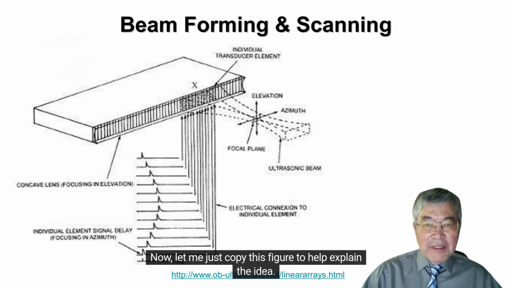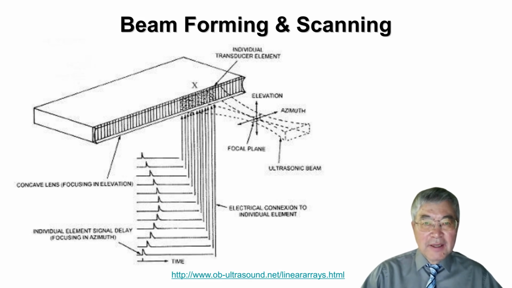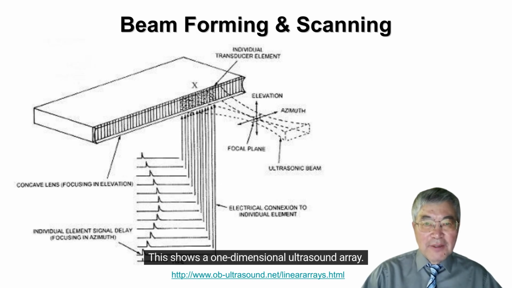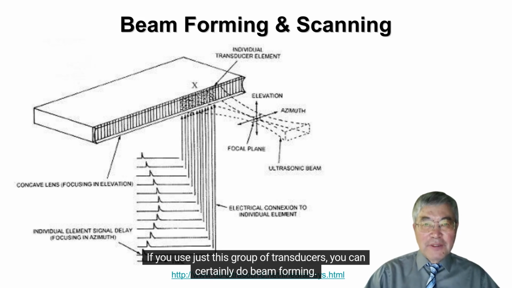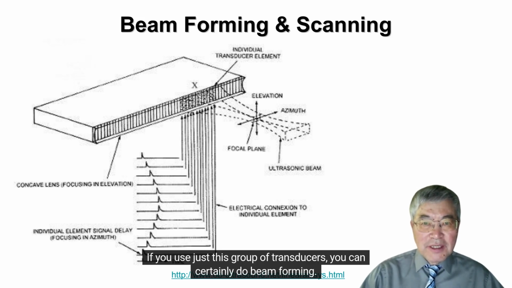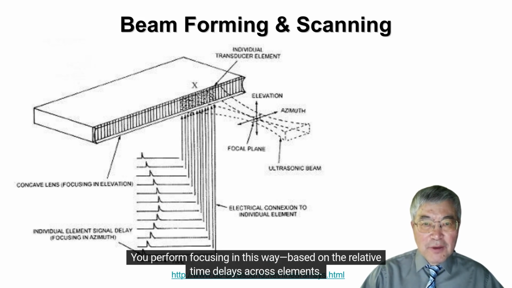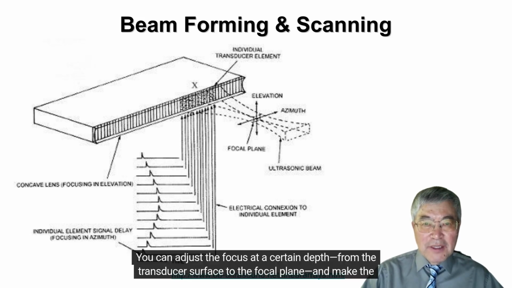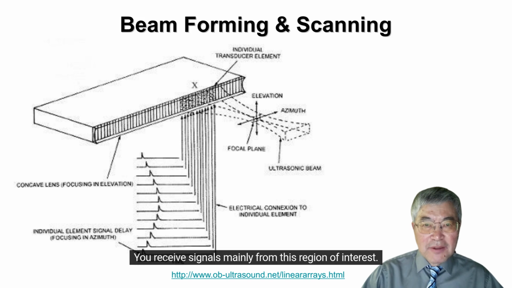Now let me just copy this figure to help explain the idea. This shows a one-dimensional ultrasound array. If you use just this group of transducers, you can certainly do beamforming. You perform focusing in this way, based on the relative time delays across elements. You can adjust the focus at a certain depth, from the transducer surface to the focal plane, and make the focus spot here. You receive signals mainly from this region of interest.